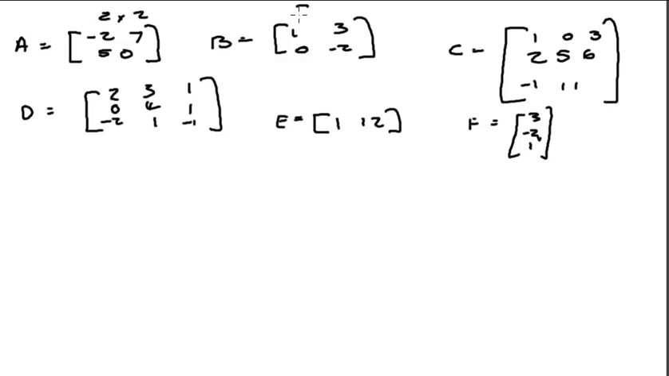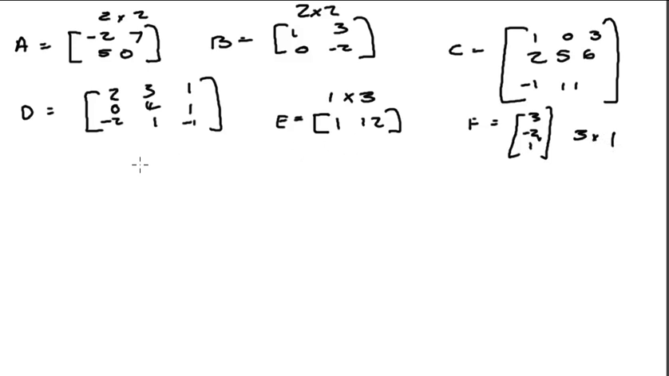This is also a 2 by 2 matrix. This matrix here has 1, 2, 3 columns and 1 row. You always write it rows by column, so this is a 1 by 3 matrix. This, however, has 3 rows and 1 column, so it is a 3 by 1 matrix.